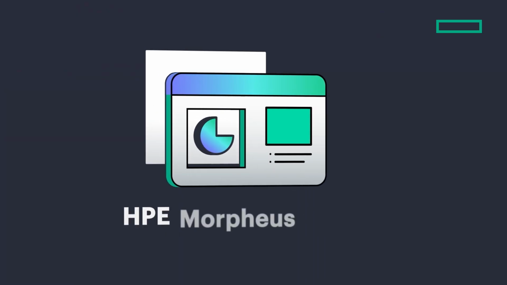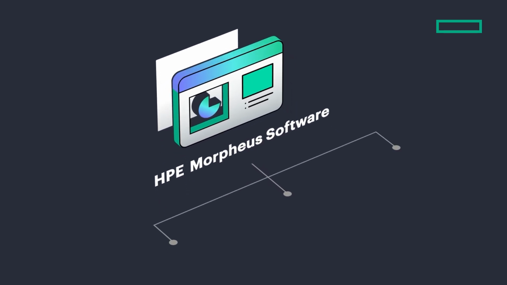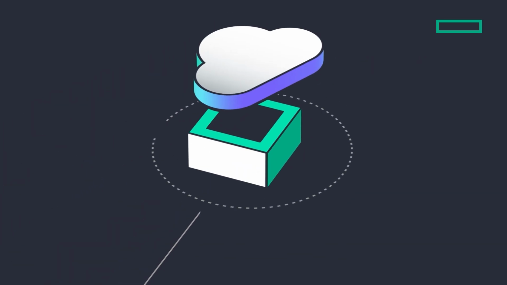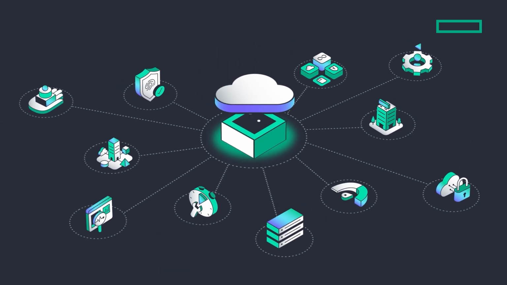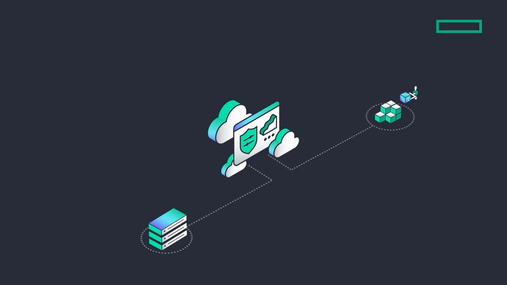This is HPE Morpheus software, a powerful solution available in 3 versions: VM Essentials, Advanced, and Enterprise, that transforms hybrid cloud complexity into unified control across any hypervisor, container platform, or cloud.